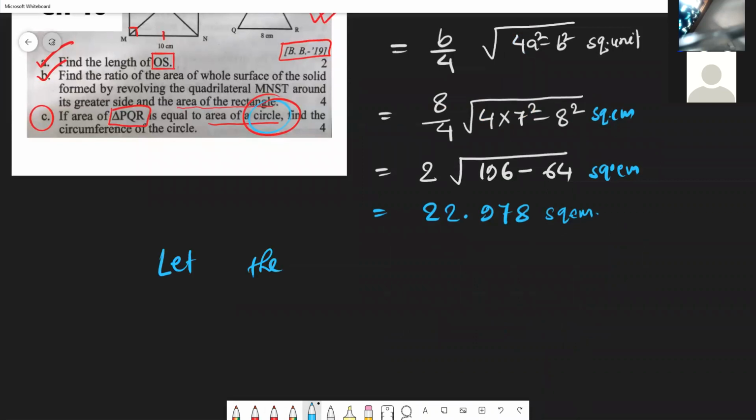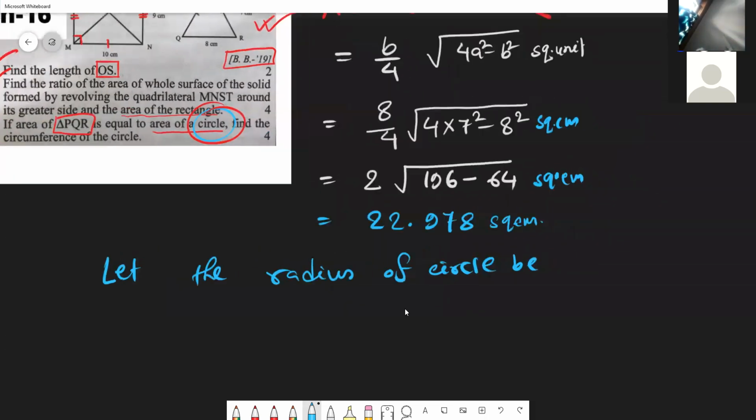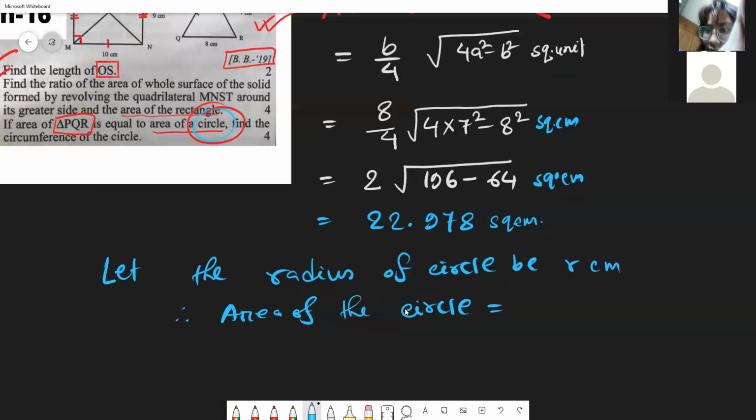Let the radius of the circle B be r. I think all information is given here in centimeter, so we can write centimeter here. So the area of the circle. The formula, who can say the area of a circle? Pi r square unit. So r is given here in centimeter, so we can write r square centimeter.